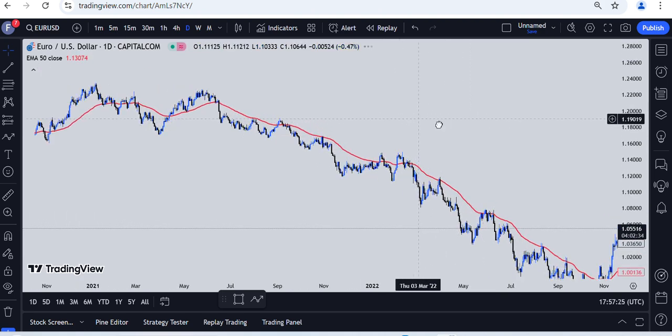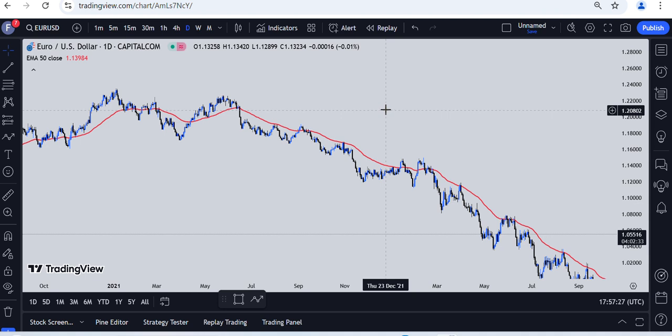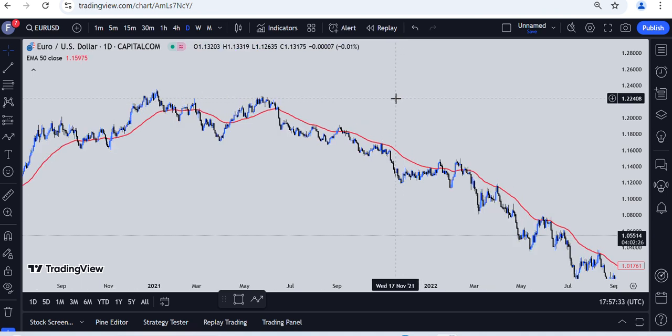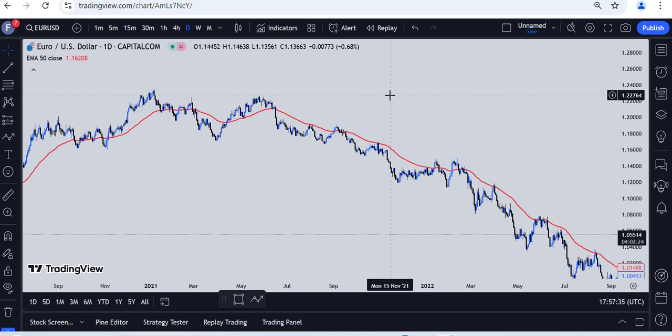Here we go. Now, how do you use this to draw your swing high and swing low? If you look at this red line, which is the EMA, you can see that there are points where price goes above it, comes below it, goes above, comes below, goes above, comes below, goes above.